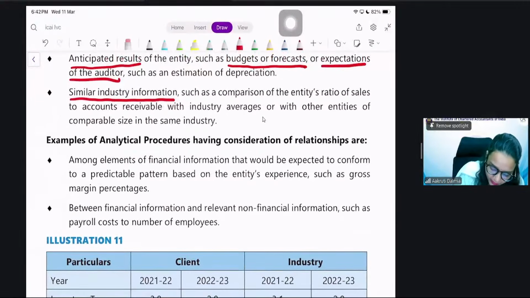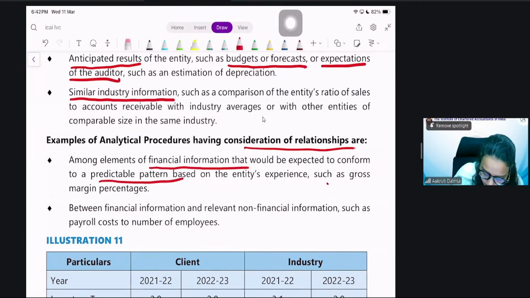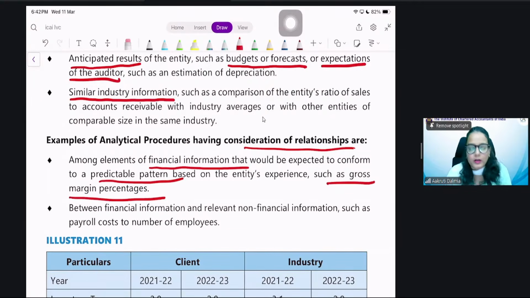Now, an example of analytical procedure with respect to relationships. Elements of financial information that create a predictable pattern, like gross margin. Everyone knows the GP ratio, NP ratio, stock turnover ratio, debt equity ratio, all these things you know. So if you are an auditor and you are doing a lot of ratio analysis, what are you actually doing?